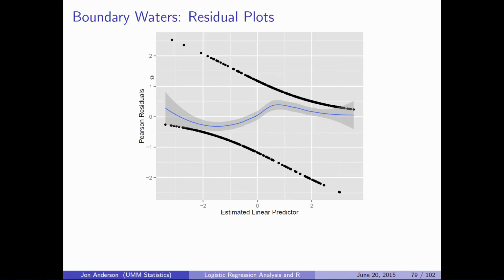Here's the overall residuals plot against the basic linear predictor. This is probably the single best residual plot that you can do. And you can see that our model gets negative residuals and then positive residuals.